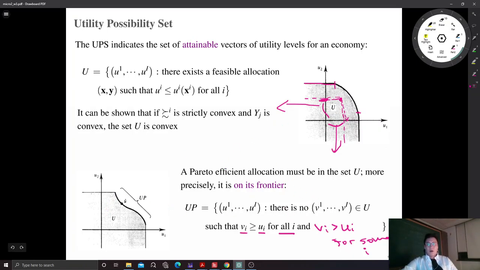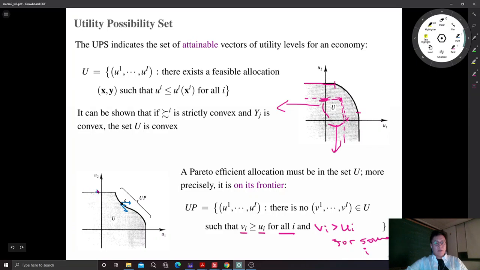Here at U hat, at this utility vector, if you want to increase consumer one's utility, it is impossible while maintaining consumer two's utility. So in order to increase consumer one's utility, we have to decrease consumer two's utility. So it goes in this direction, the southeastern direction. If we increase consumer one's utility without hurting consumer two's utility, then we will be outside of this UPS. So that is a frontier.